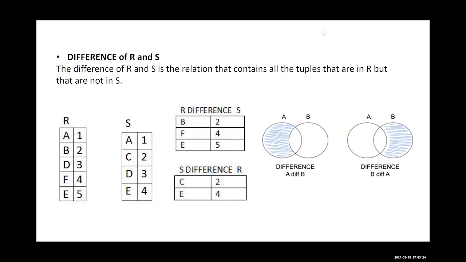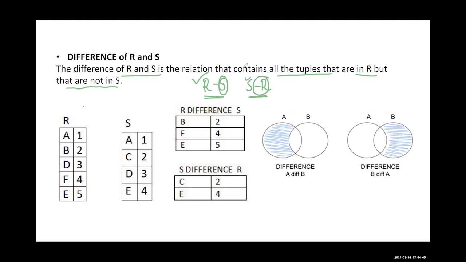Next we have difference. So what is this difference? Difference is just like our subtraction. The difference of R and S is the relation that contains all the tuples that are in R but are not in S. Here you should be careful whether you are writing R minus S or S minus R. Because when I say R minus S, I'm going to take away all the tuples which are common in S and R, and retain only the ones which are there in R. Similarly, when I say S minus R, I'm going to take away all the common tuples which are there in R, and retain what is there in S.